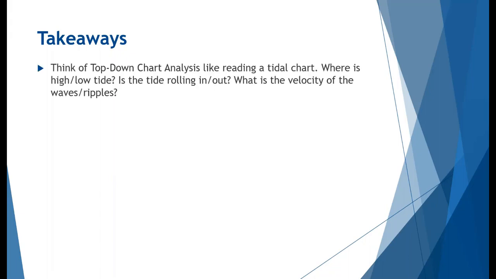All right, so what are some takeaways for you guys? Let's think about top-down chart analysis like reading the tidal chart, right? Where is high tide? Where is that nearest supply? Where is low tide? Where is that nearest demand? Is my trend rolling in or is it rolling out? Is my trend going up? Is my trend going down? And what is the velocity of those waves, those lower time frames, those ripples, right?